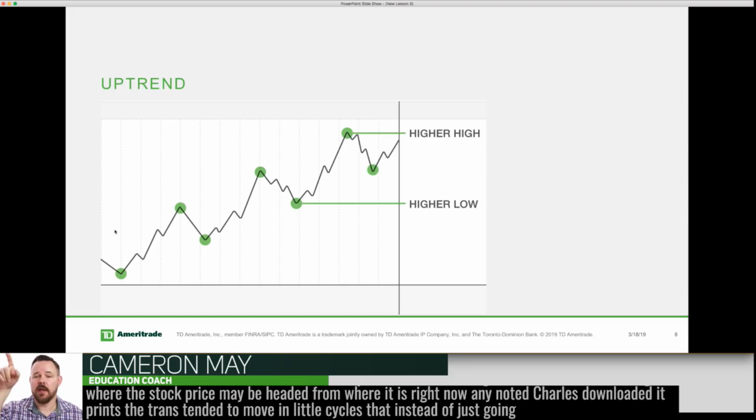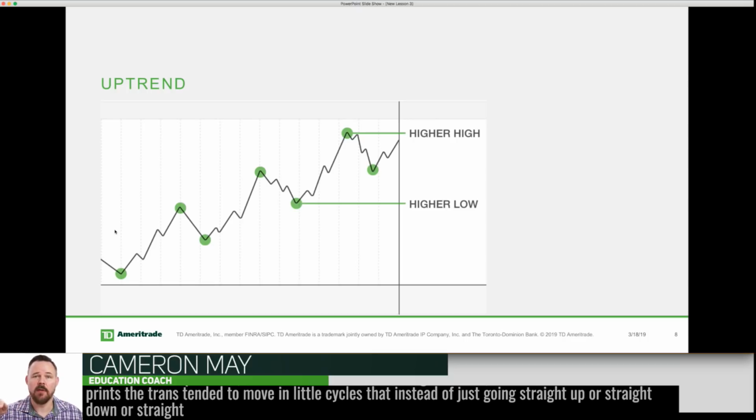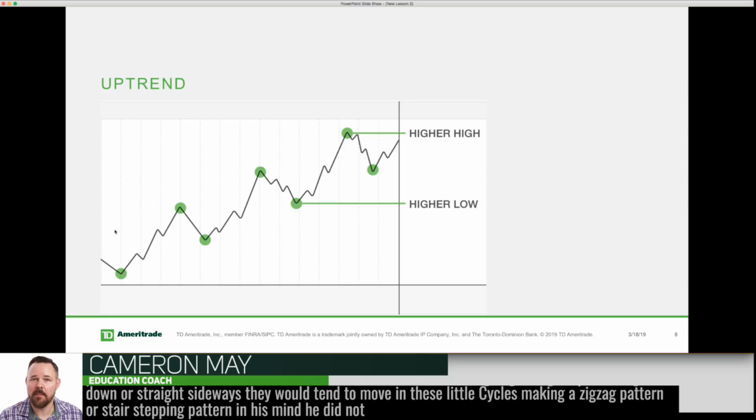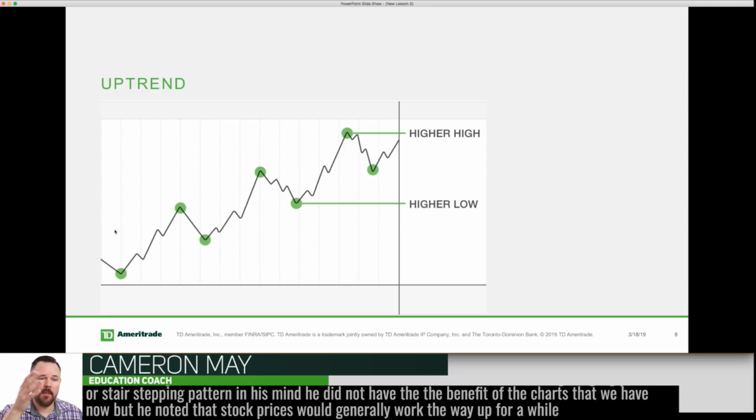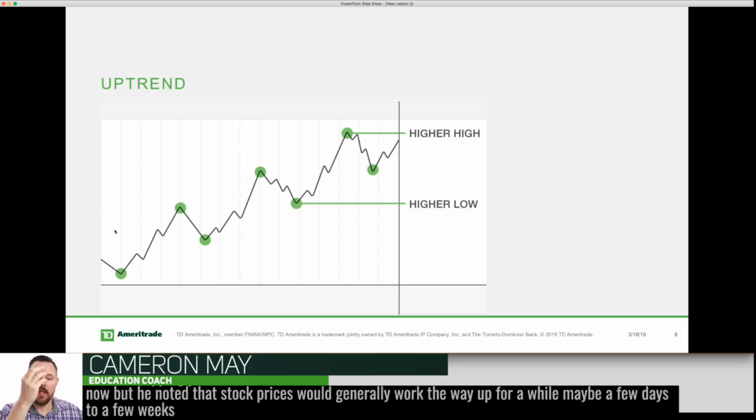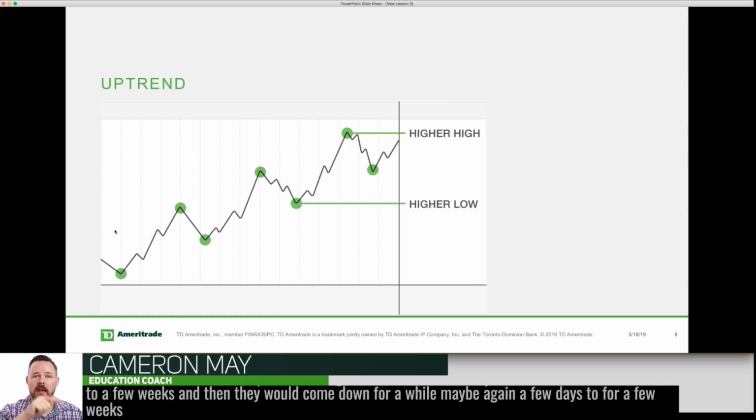Instead of just going straight up or straight down or straight sideways, they would tend to move in these little cycles, making a zigzag pattern or a stair-stepping pattern in his mind. He did not have the benefit of the charts that we have now, but he noted that stock prices would generally work their way up for a while, maybe a few days to a few weeks, and then they would come down for a while, maybe again a few days to a few weeks, establishing high and low points.